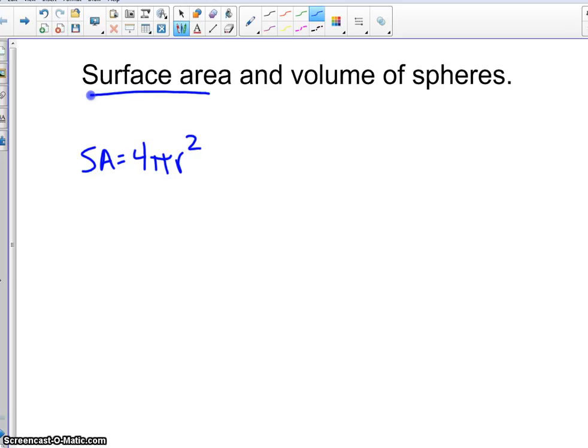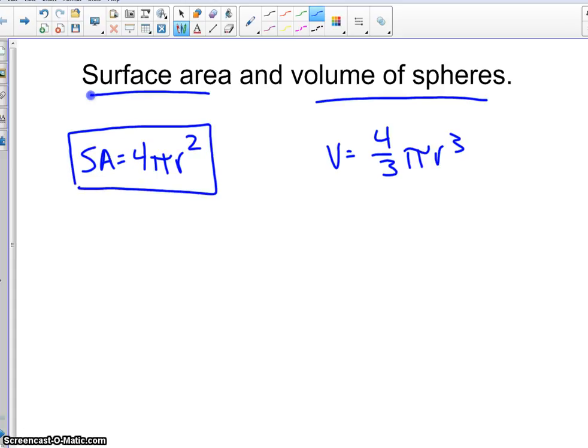So you might want to write that down on your green sheets. Then volume. Volume is going to be 4/3 pi r cubed. So you need those two. Surface area, that's this one. That's going to tell you, like we talked about, the area of all the surfaces. Here's your volume. So you need those two formulas today.